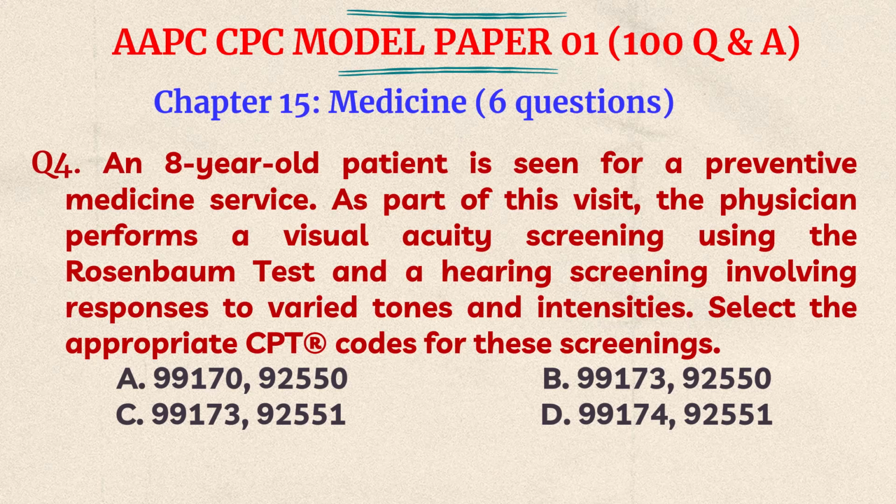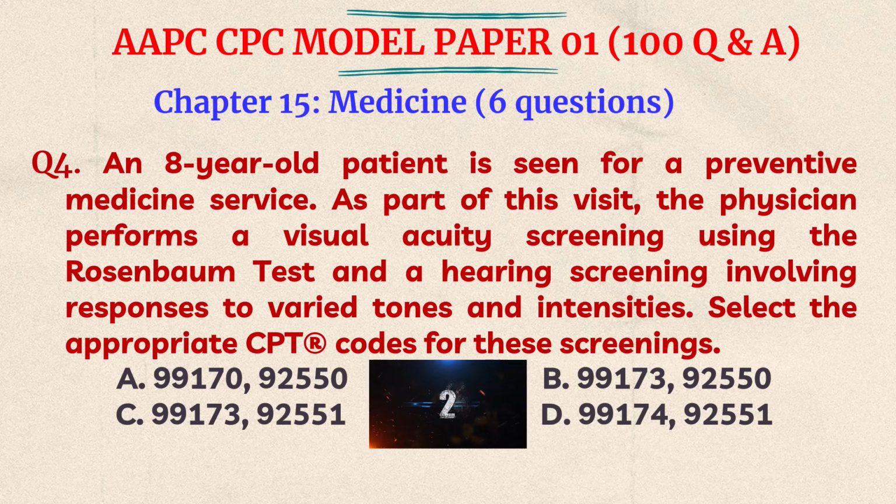Question number 4. An 80-year-old patient is seen for a preventive medicine service. As a part of this visit, the physician performs a visual acuity screening using the Rosenberg test and a hearing screening involving responses to varied tones and intensities. Select the appropriate CPT codes for this screening. So there are 4 answers available, all are with 2 codes. Please pause the video, take your CPT code book and find the answer.